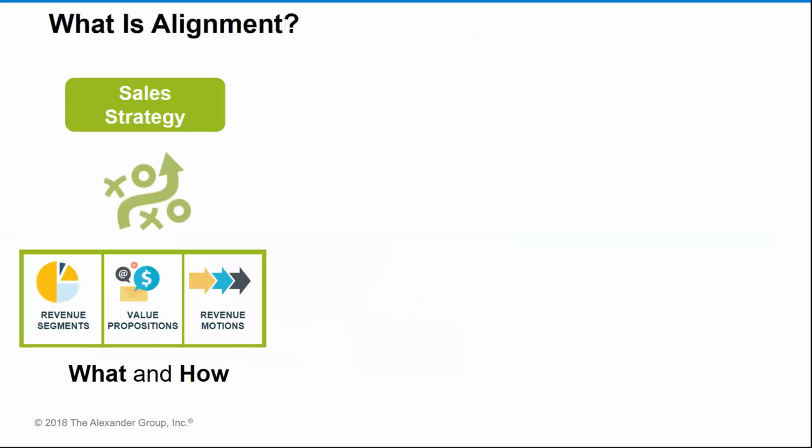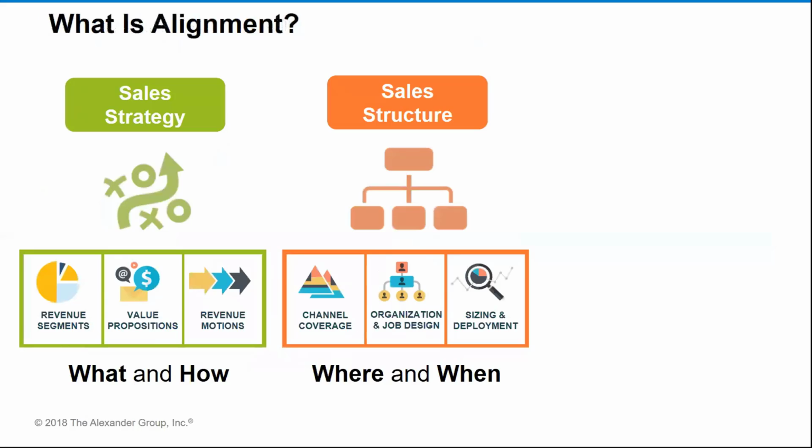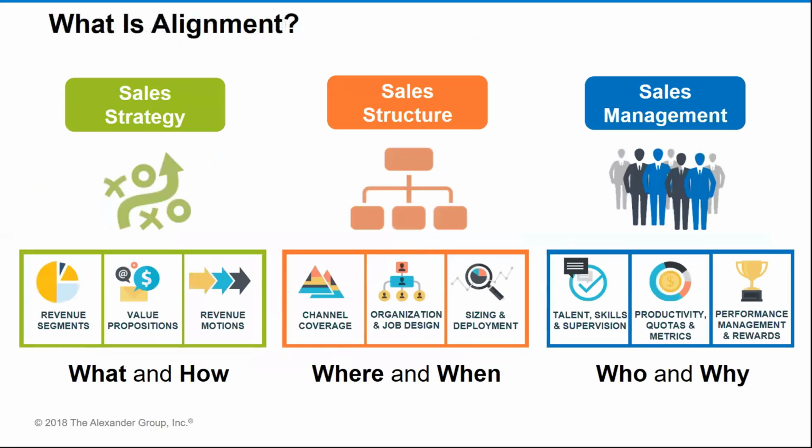As a way to break it down, we can think about alignment in 3 pieces: sales strategy, the what and how; sales structure, the where and when; and sales management, the who and why. When any of these pieces does not align with the others, the resulting go-to-customer model can fall apart.